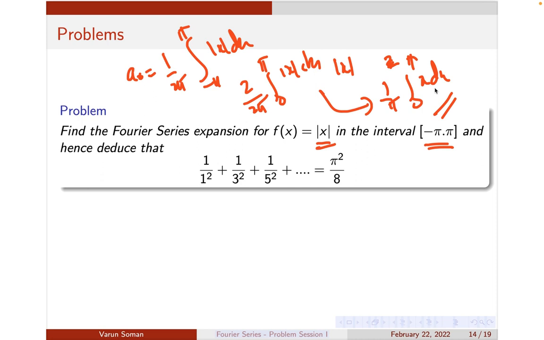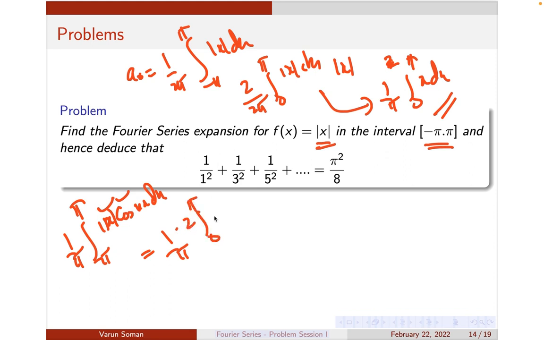So you can find a naught. And when you find a naught, you will have an. You need to find 1 by pi into the integral from minus pi to pi of mod x into cos nx dx. Now mod x is even, cos nx is even. So this integral will become 1 by pi into 2 times the integral from 0 to pi of x cos nx dx.